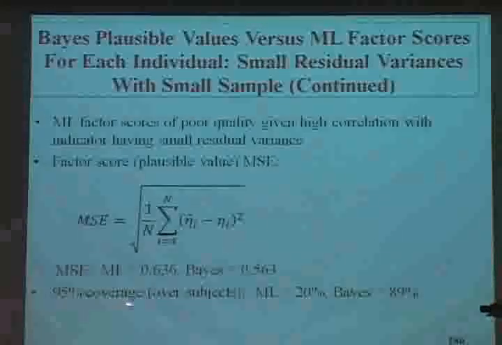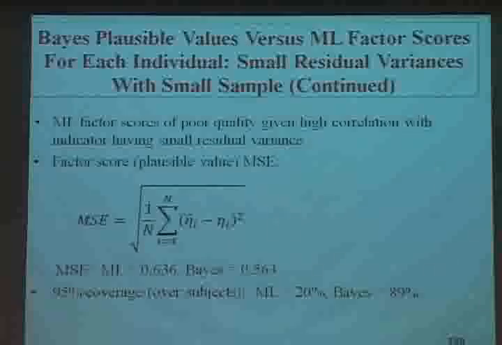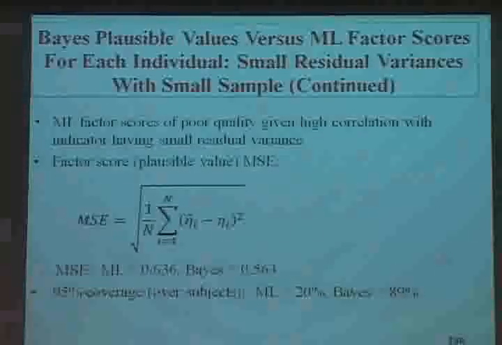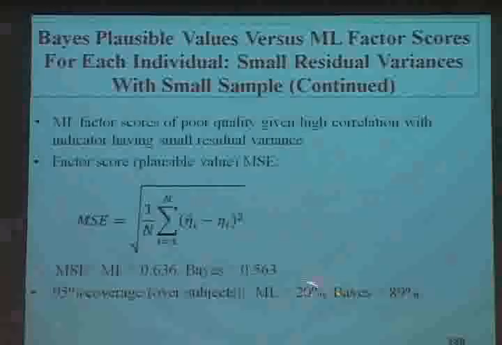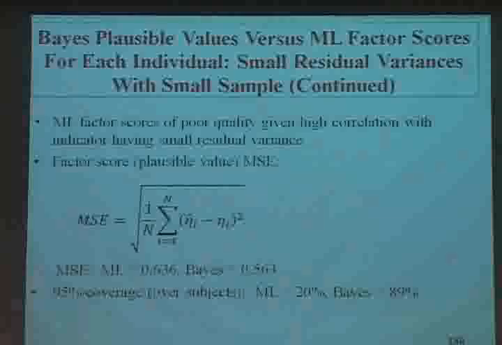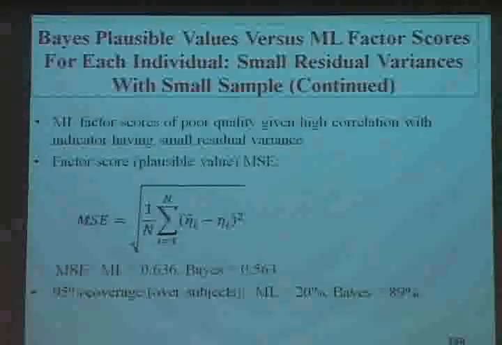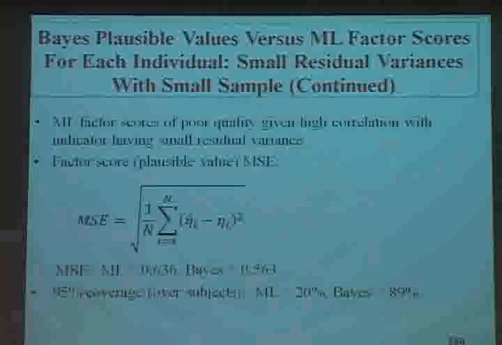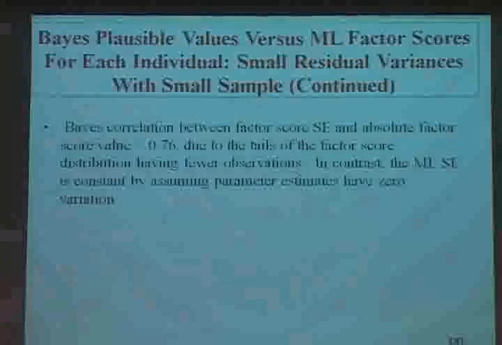And let's see what happens to the coverage. Mplus will compute, in both versions, standard errors for these estimates. And the coverage for ML is 20% only. And for Bayes, it's 89%, which is close to the 95% rate. So I hope this is convincing enough that you should be really careful with the factor scores in ML, and that Bayes has the solution to that problem.